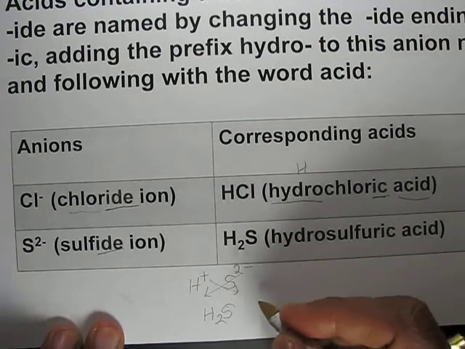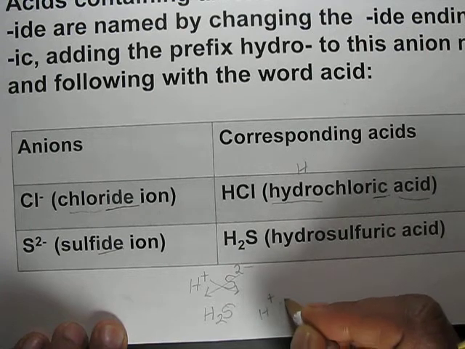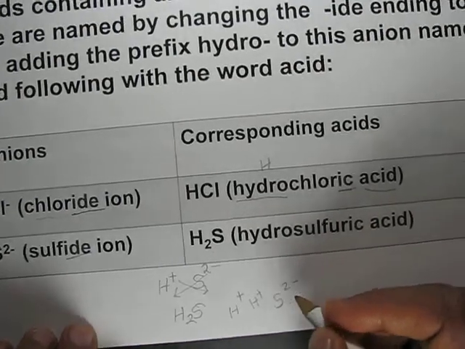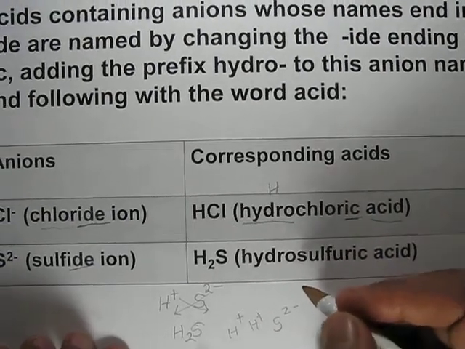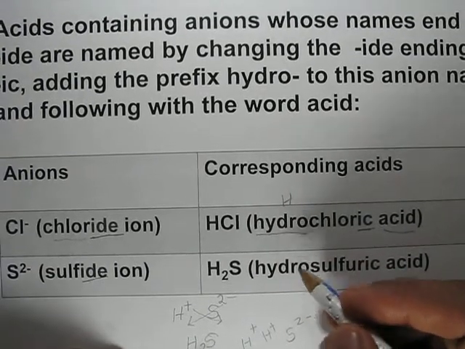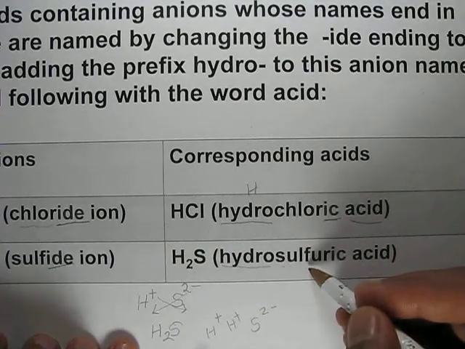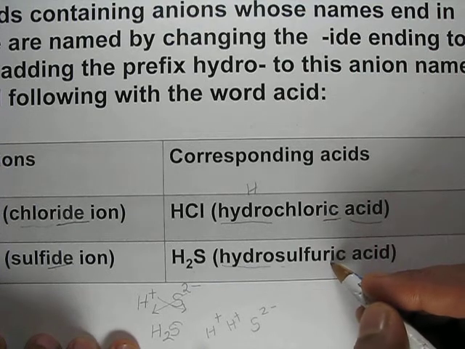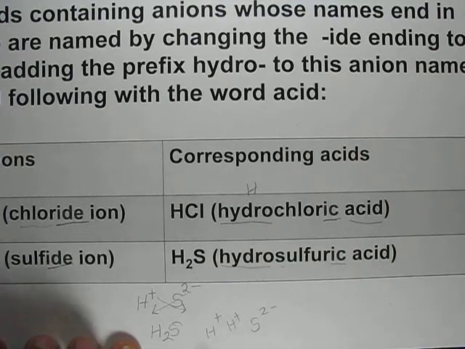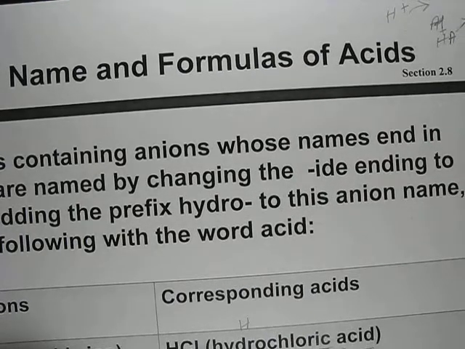So 2 hydrogen ions will give H plus and H plus. There are 2 positive ions, and sulfide has 2 minus. It means 2 minus will be balanced by 2 plus. So then the whole molecule will be neutral. So when we write its name, we will add hydro, and the center word will remain the same, sulfur, and then ic. Rather than ide, we have to add ic and then acid. So this was the first rule about the naming of the acid.